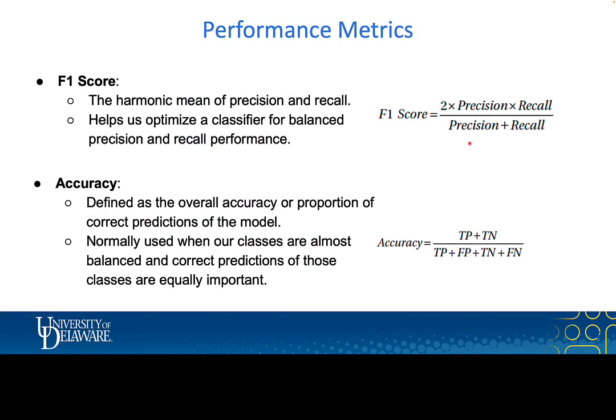F1 score is the harmonic mean of precision and recall. It helps us to optimize classifiers for balancing both metrics. Accuracy is defined as the overall proportion of correct predictions of the model. It is normally used when our classes are almost balanced and correct predictions of those classes are equally important.